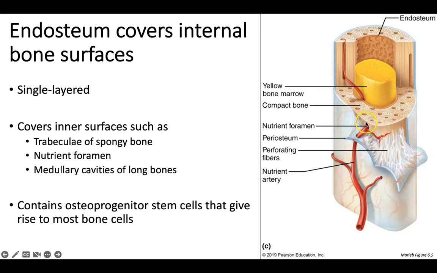Additionally, the nutrient foramen through which these nerves and blood vessels pass from outside to inside of the compact bone, they're covered with endosteum, and the medullary cavities, as shown in the illustration, are lined with endosteum. Just like the periosteum, this endosteum is also a membrane that contains osteoprogenitor stem cells. So there are lots of sources of stem cells, which sort of alludes to a future video in which I'll talk about remodeling and repair of bone, which is happening constantly in your body.